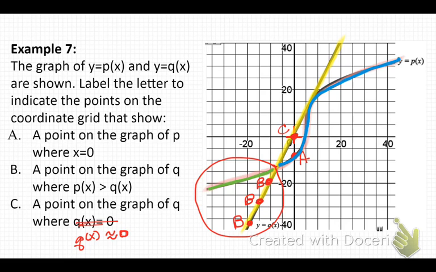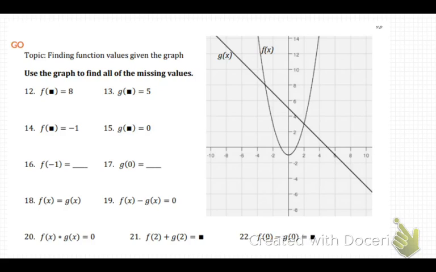Okay? So for our last one, we have a couple of different things that it's asking us. I have use the graph to find all of the missing values. So we're going to start with number 12. It says f of blank equals 8. What's normally in that blank? What's normally in that parentheses?